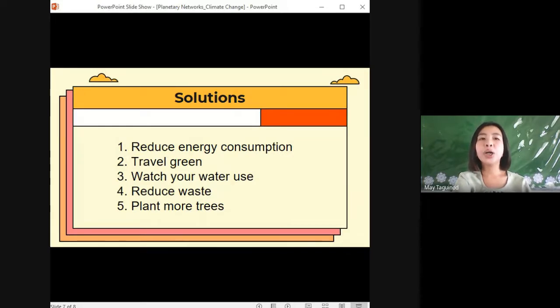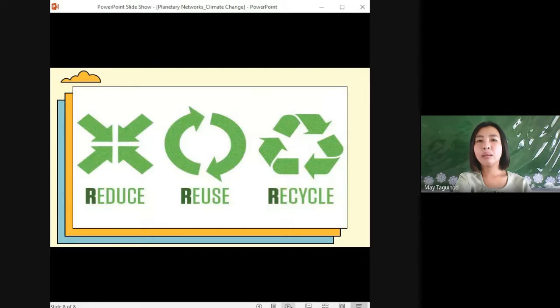And so, what are the ways to control these problems? These are the things that we can do. Number one, reduce energy consumption. Next, travel green. Next is watch your water use. Next is reduce waste and plant more trees.